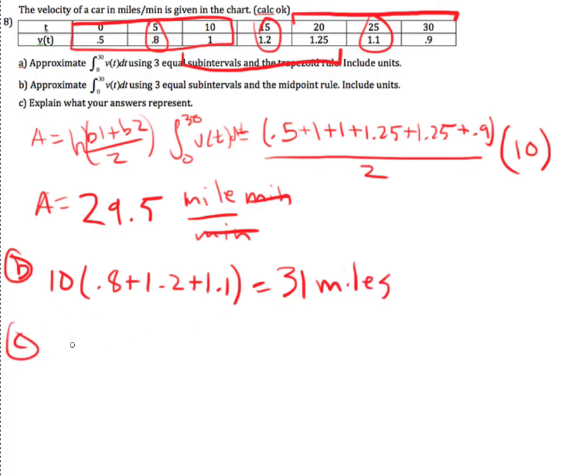So C, explain what your answers represent. Our answers just represent the distance you've traveled after 30 minutes. That's that. We're done.